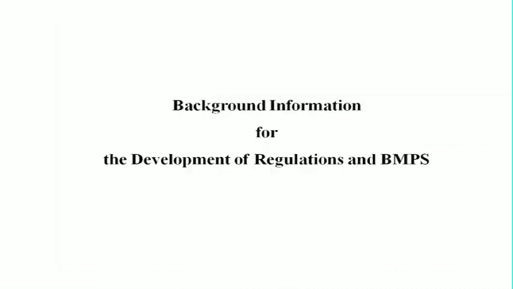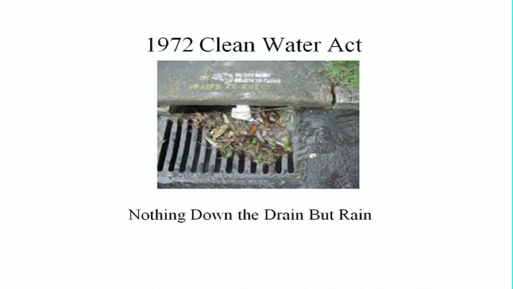Background information for the development of the regulations and BMPs. The Clean Water Act was passed in 1972, which basically said nothing down the drain but rain. The EPA Region 6 director told me that when it went into effect, it was like sitting down at your desk with all this stuff you've got to take care of. So what do you do? You prioritize it. At the top were all these big industries with 12-inch pipes going into the storm drain that killed a lot of lakes, rivers, and streams.